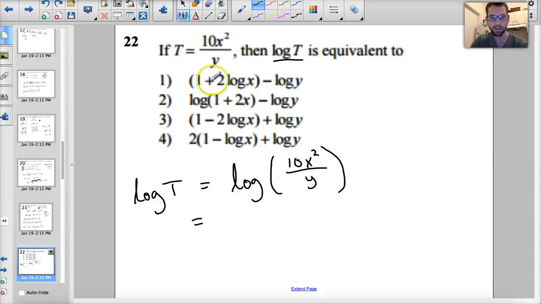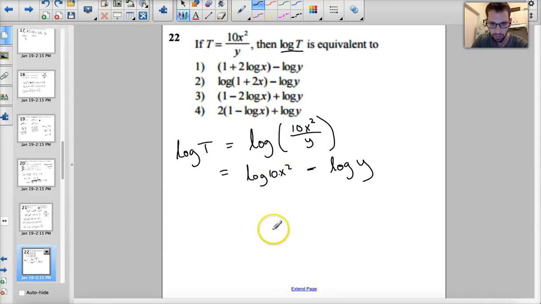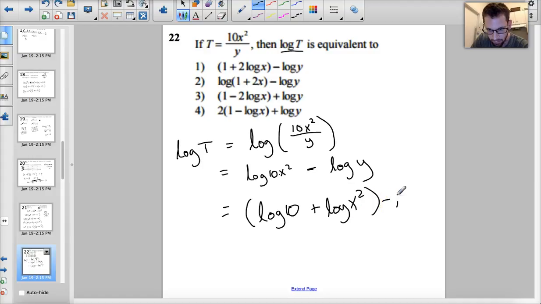Now I'm going to expand the log because that's what it looks like happened here. So I see, first of all, that I can split this up into log of 10x squared, minus log of y, because the division is going to become subtraction. Then I notice that there's multiplication inside of this log, so that means that I can split the log apart into log of 10 plus log of x squared minus log of y.